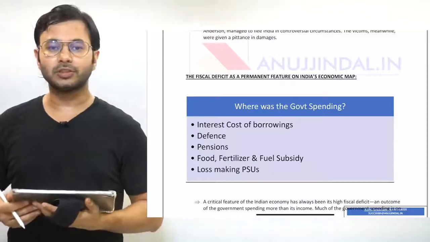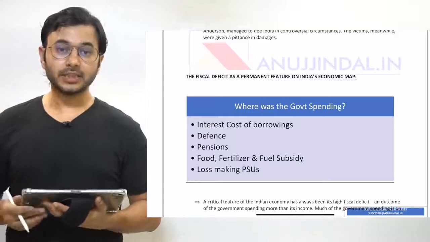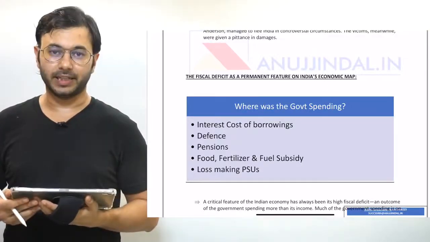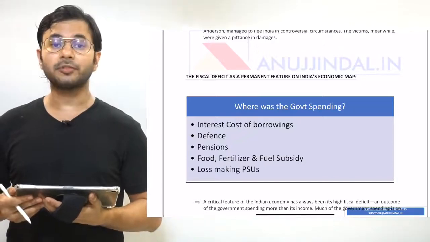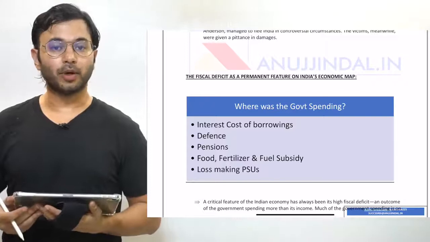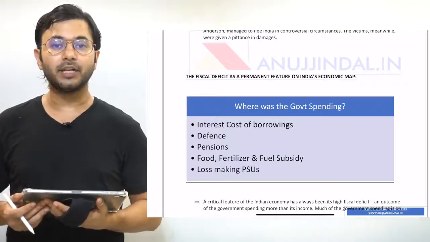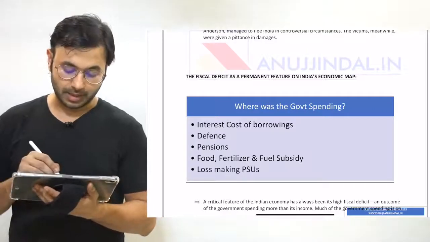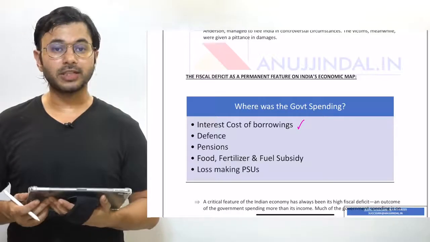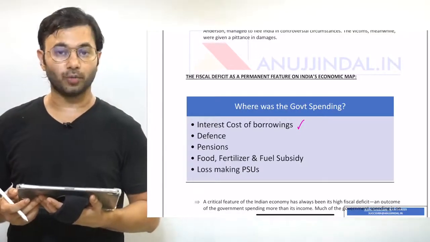What were the major reasons of India's crisis in 1991? One of the big reasons was the way the government was spending money. Where was the government spending its money? Well, instead of spending on capital goods, which was embarked upon and focused upon by the Mahalanobis model, India was investing in revenue expenditures. For example, the cost of borrowings was so high that the majority of our earnings were going into interest costs of those borrowings.